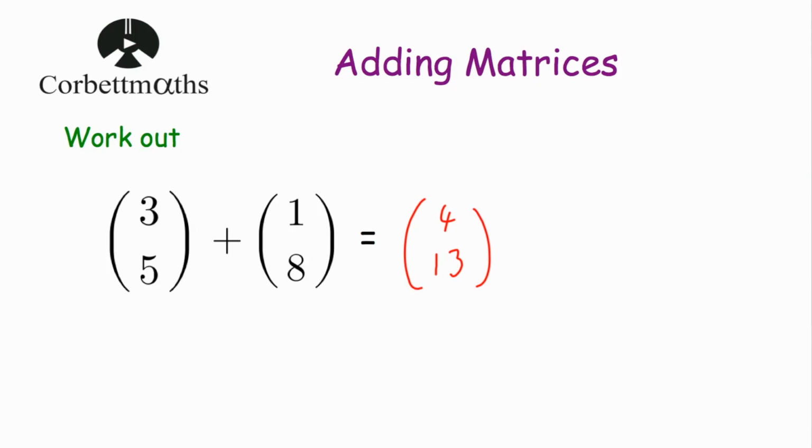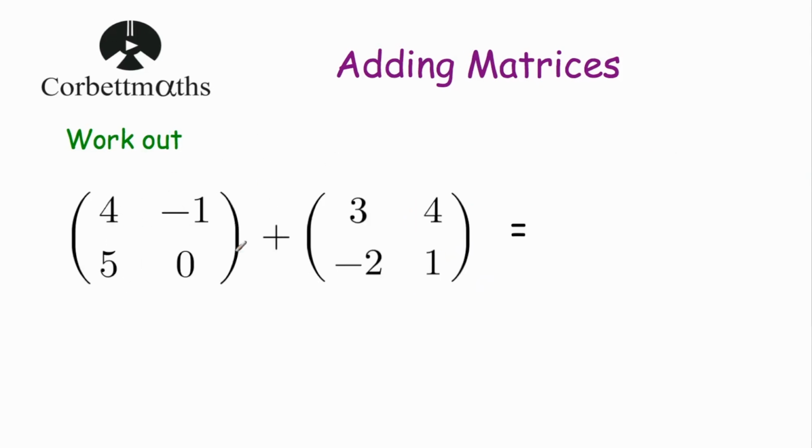Okay, let's have a look at another example. So this time we've got a 2 by 2 matrix and another 2 by 2 matrix. That means we can add them together because they've got the same number of rows and columns. We've got 2 rows and 2 columns, and this matrix has got 2 rows and 2 columns. So let's add them together.